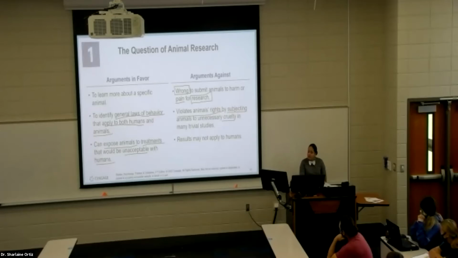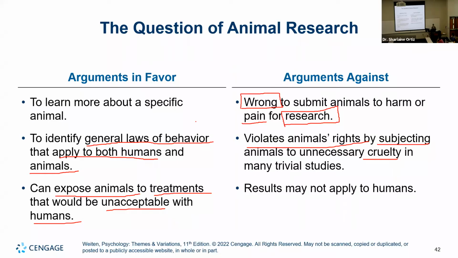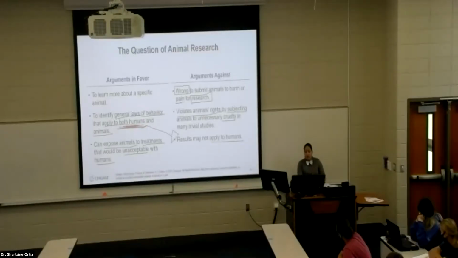One of the last arguments against animal research is that, well, sure, we can conduct research that can apply to both humans and animals, but ultimately that might not be the case. So the argument is that, sure, we can conduct this research, but ultimately it may not even apply to humans. That is one of the most relevant arguments against animal research.